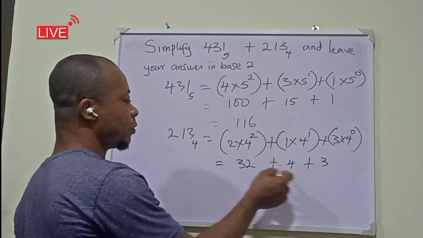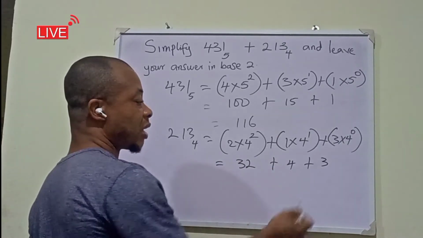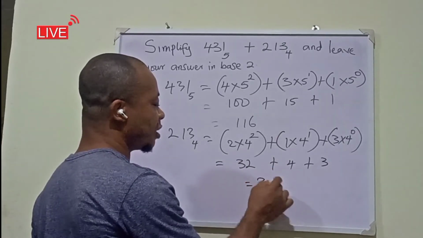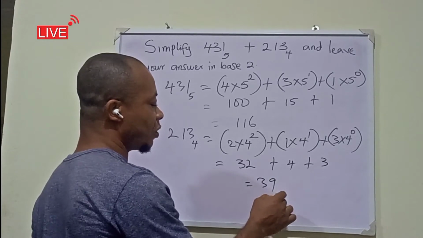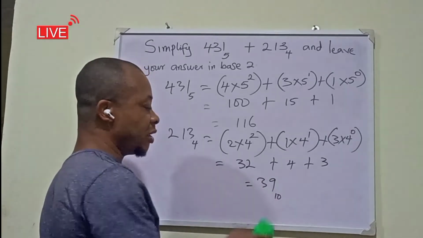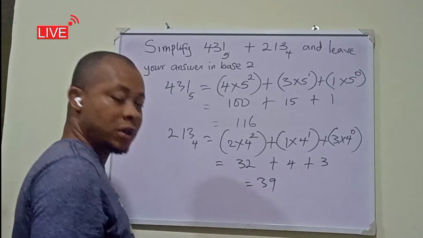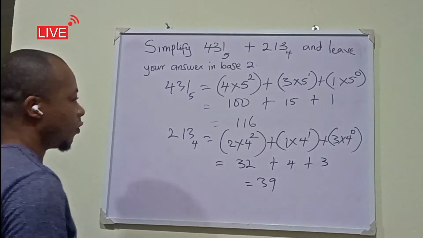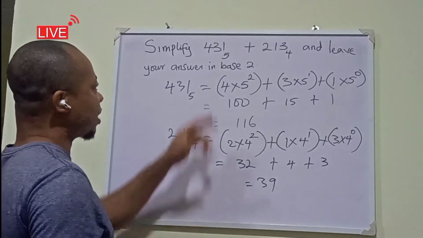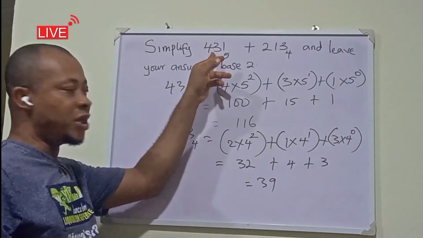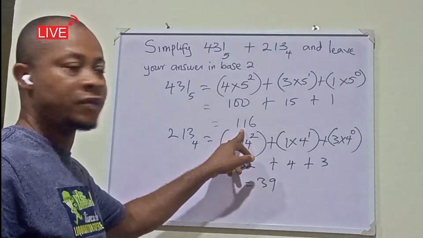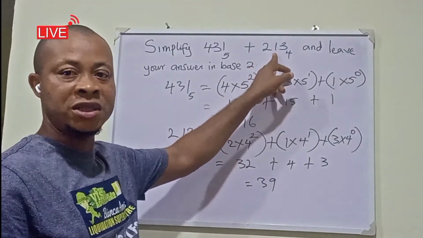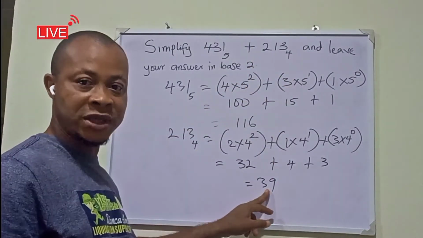We have 32 plus 4 is 36. 36 plus 3 is 39. And remember, this 39 is also in base 10. But because it is a base 10 number, you can do away with the base. All right. Therefore, we've been able to convert this from base 5 to base 10. We've been able to convert this from base 4 to base 10.